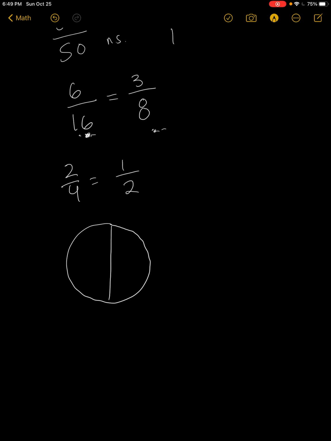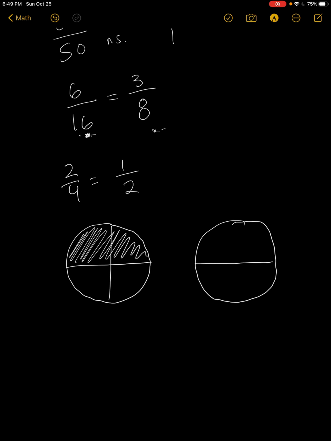If you look at it visually, let's say you have a pie. If it was cut into 4 pieces, like these pies are the same one, and I ate 2 pieces out of the 4, I still ate half of the pie. Whereas if I cut it into 2 pieces, I still ate half. You can see how that's the same.